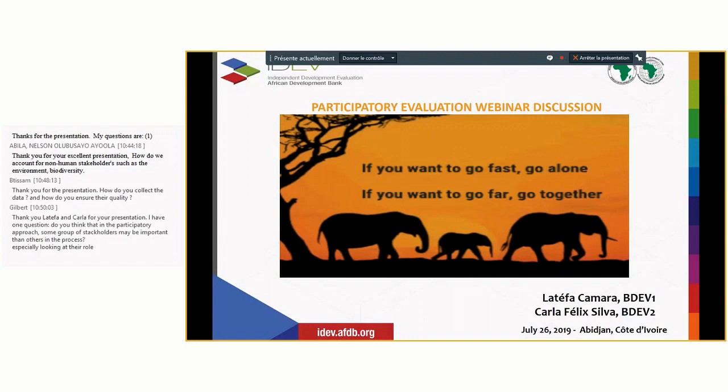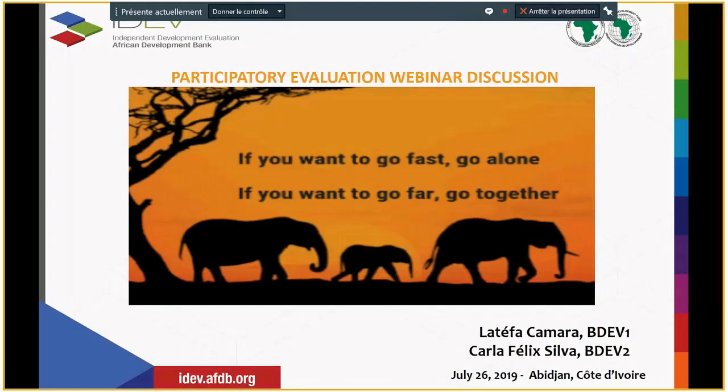Next question is, how do you collect the data and how do you ensure their quality? We can collect data through different sources. So we have different tools like interviews, focus groups, surveys. For example, we shared earlier with you methods like participatory video. So collecting information from different sources is how we can ensure quality, because we can then triangulate and validate the data that we are collecting.